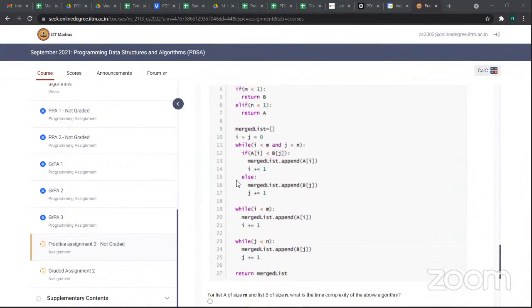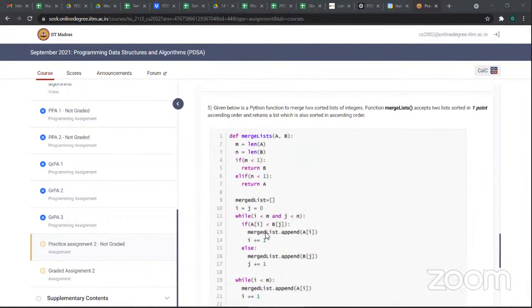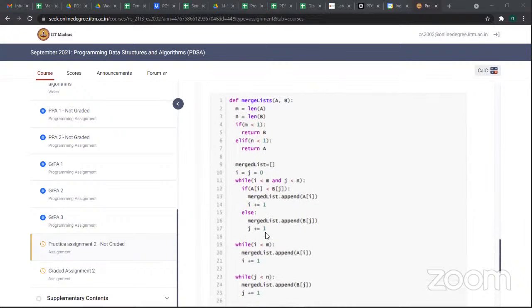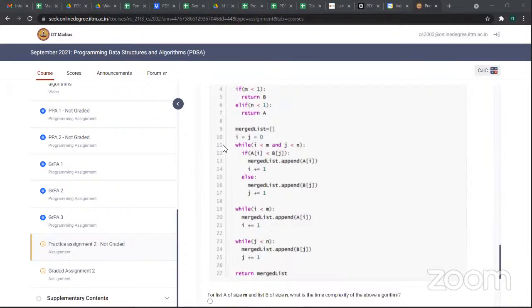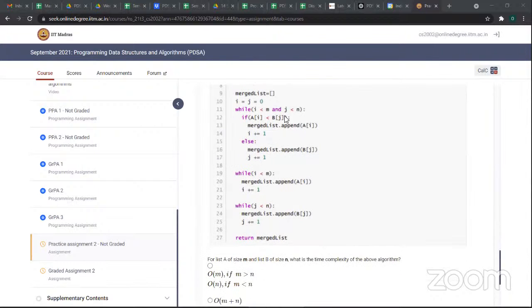Okay, so if there are three loops, that's what we generally look at for complexity in any code. If you look at the loop which starts at line number 11, the while says i is less than m and j is less than n. How many times will this loop run? Whichever is lowest among m or n, that many times it will run. That will be the running time for that particular block of code, not the entire program.